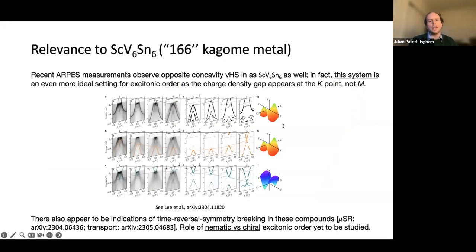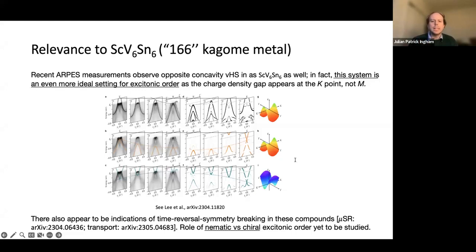I wanted to make some comments on the 166 kagome metals as well. So this is another kagome metal that's been studied very closely recently. These are a bilayer kagome motif with very similar Fermi surface structure and also exhibit a charge density wave, but the charge density wave is very different in these compounds. It involves a √3 by √3 enlargement of the unit cell. And so the wave vector of the charge density wave is associated to the K points rather than the M points.